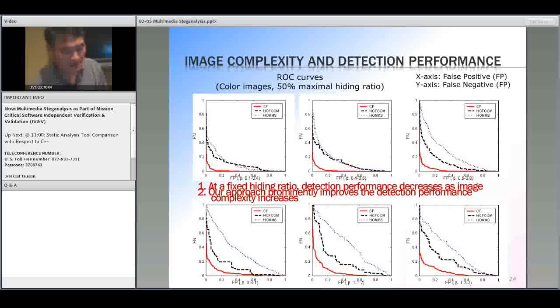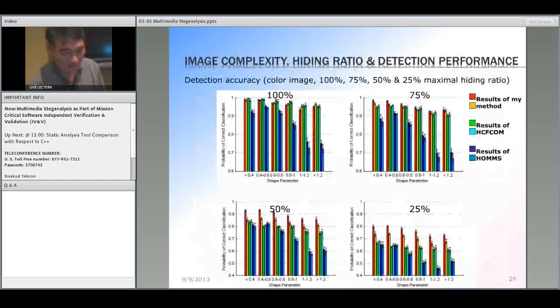At a fixed hiding ratio, detection performance decreases as image complexity increases. As the hiding ratio decreases, the performance decreases. As the image complexity increases, the detection performance decreases.